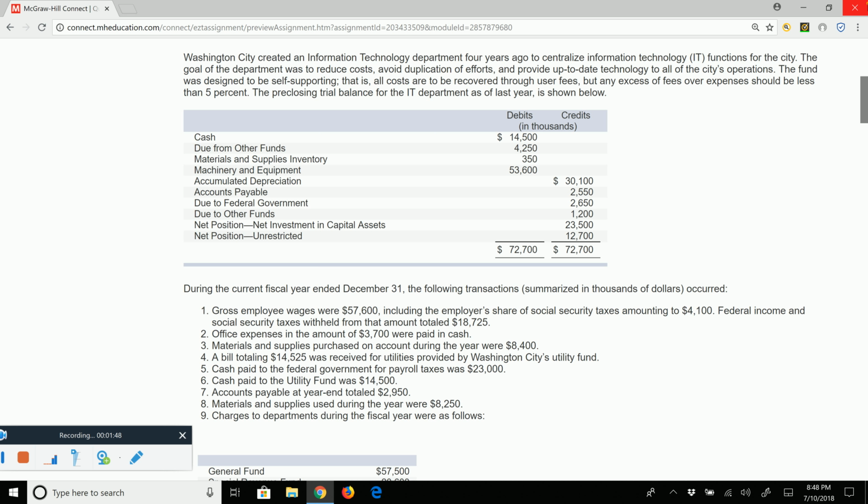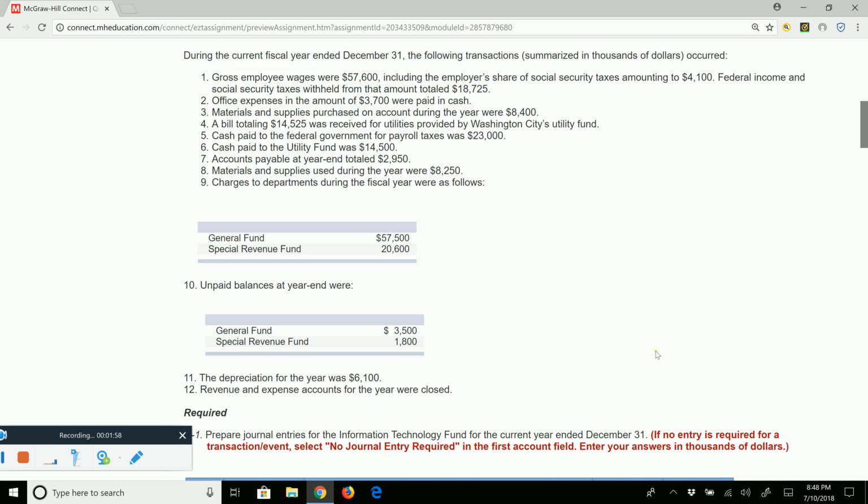And here is the pre-closing trial balance of the prior year. And during the current year, we have new transactions. Now let's go through these transactions. And the good thing is that proprietary funds use accrual accounting. There is no modified accrual accounting here. So what we're going to see is some very familiar transactions you have learned in all your previous accounting classes. So we should be able to go through something like this pretty simply.